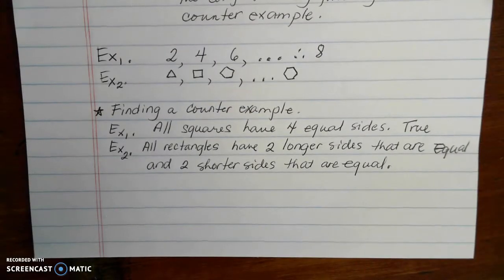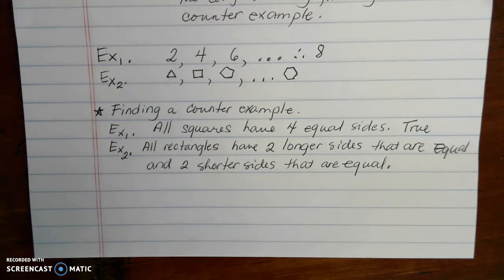My next statement is, all rectangles have 2 longer sides that are equal and 2 shorter sides that are equal. Let's take a look at this one. What do you think is the definition of a rectangle? Alright, the definition of a rectangle is a quadrilateral with 4 right angles. That is the definition of a rectangle.